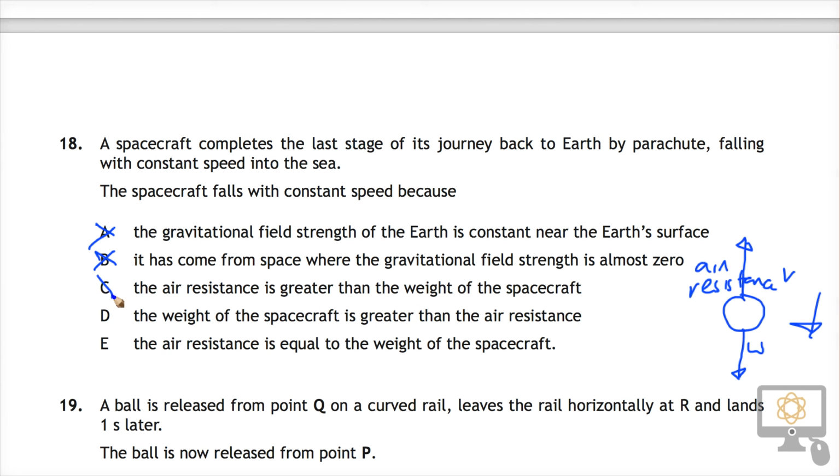not correct. And D, the weight of the spacecraft is greater than the air resistance, again, not correct. E: The air resistance is equal to the weight. As we've drawn here, we expect these things to be the same. If they are the same, then the forces are balanced, i.e. there's no unbalanced force, and so the velocity is constant. And so E is our correct answer.